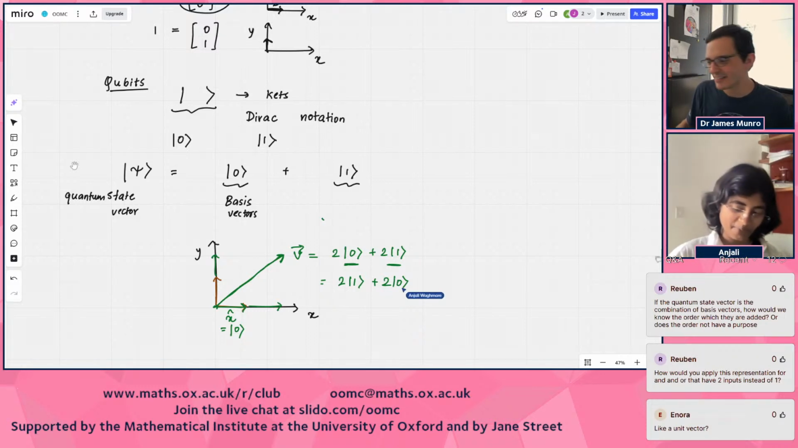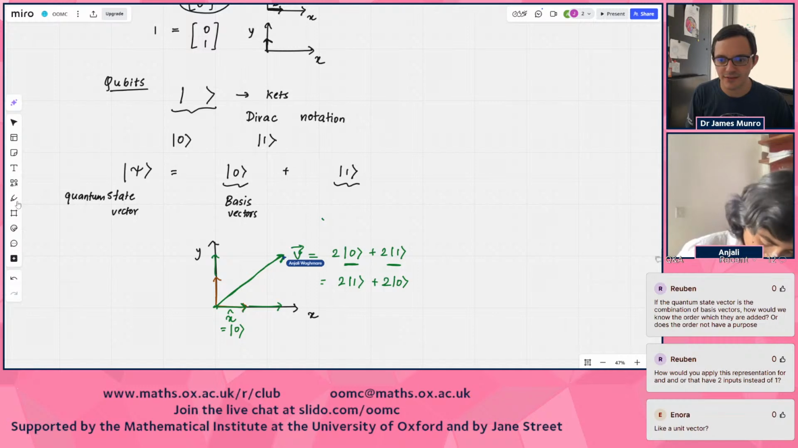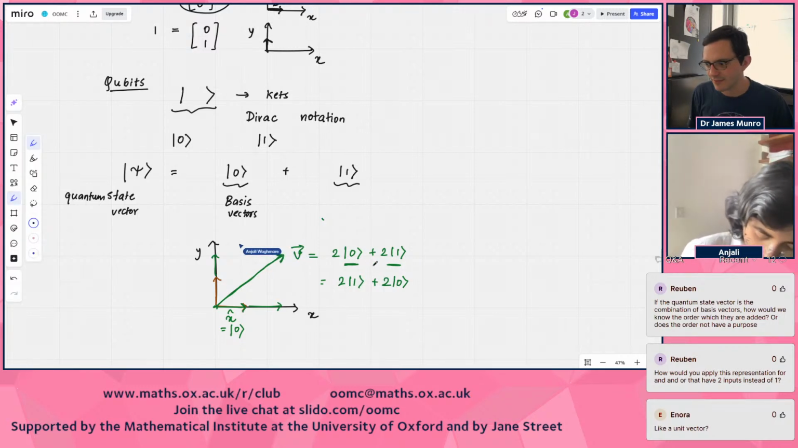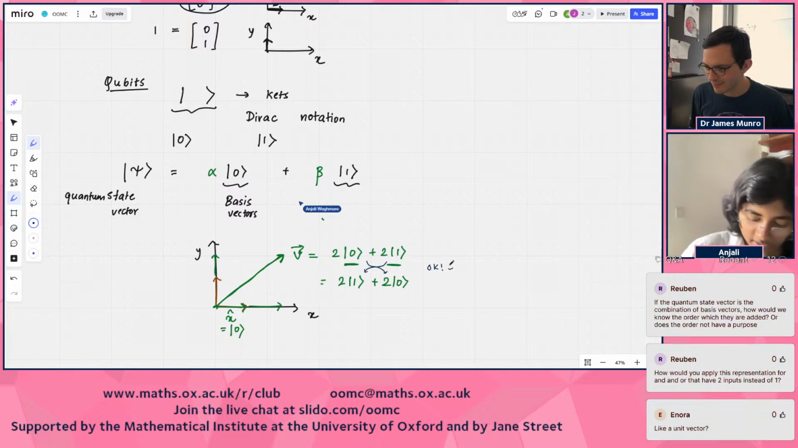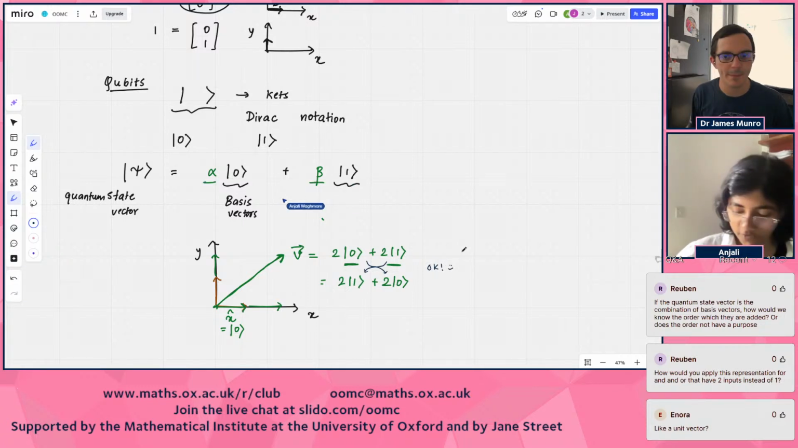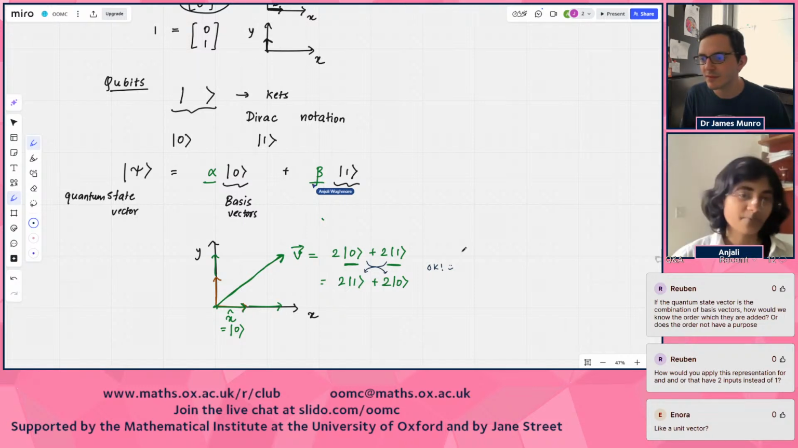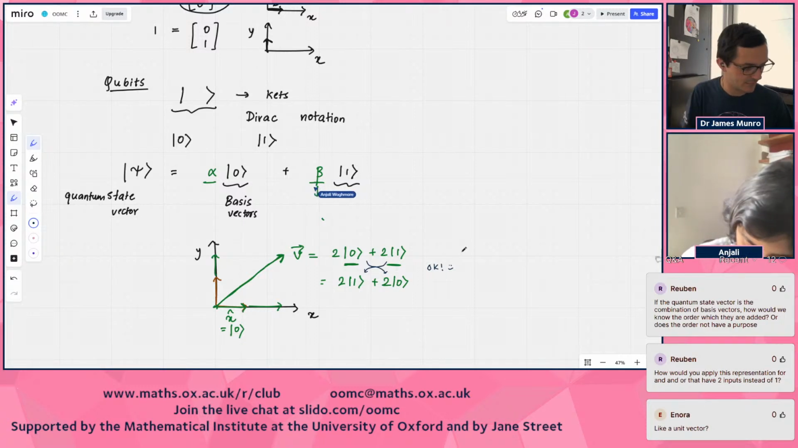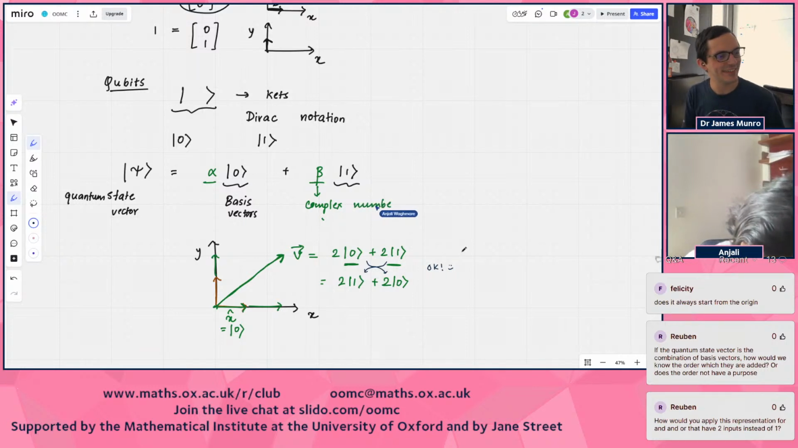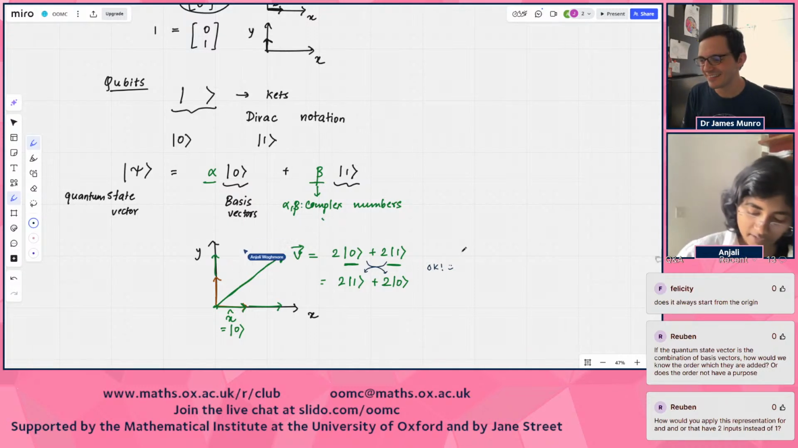So in general, you could write psi, which is the quantum state vector, as some alpha times ket 0 plus beta times ket 1. And these alpha and beta are essentially coefficients like 2, 1, any number. But in the quantum limit, these numbers are complex numbers, alpha and beta, and they're called probability amplitudes.